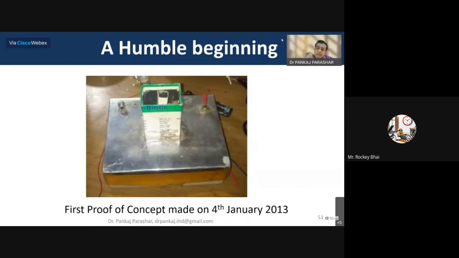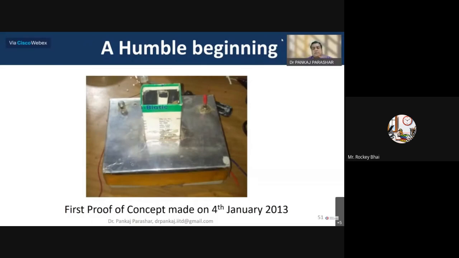And then there were many iterations in the thought process, and some iterations done. And that was the first prototype that we developed in January 2013. And since then, I've been working on the same project. It's a very long process. Medical devices take a very long time to develop.